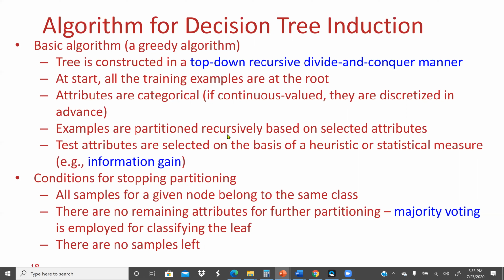So examples are partitioned recursively based on selected attributes. Also, the test attributes are selected on the basis of a heuristic or statistical measure, for example, information gain. So what are the conditions for stopping the partitioning? We say that if all the samples for a given node belong to the same class, then we stop. Or there are no remaining attributes for further partitioning, in which case majority voting will be employed to classify the leaf. Or there are no samples left.